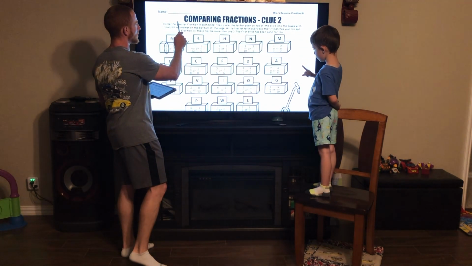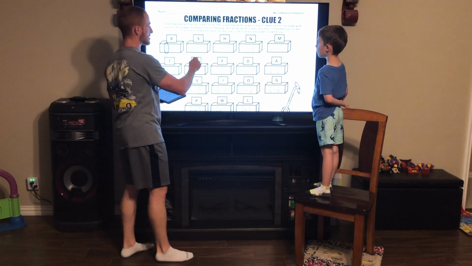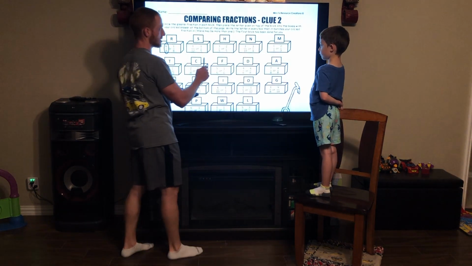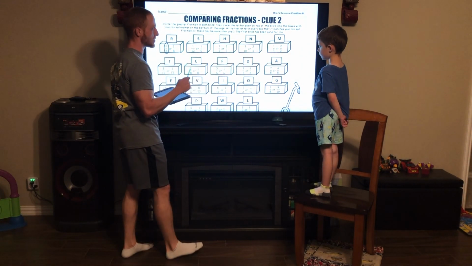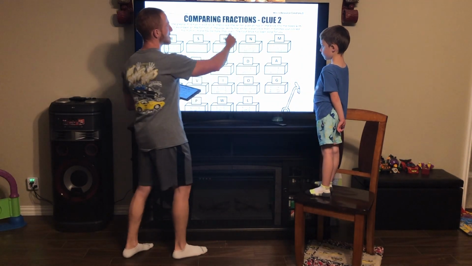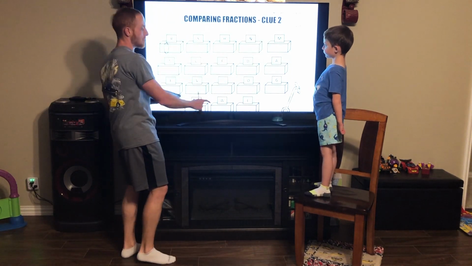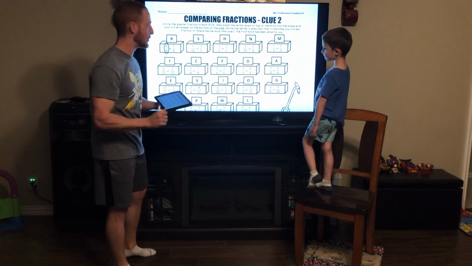It says circle the greater fraction in each brick. So they give you 2 fractions in a brick. You're circling the greater fraction, okay? And I'm going to show you how to figure out which one is greater than, less than. And then place the letter on top of the brick into one of the boxes down below. And that's going to help you solve that clue for the day.